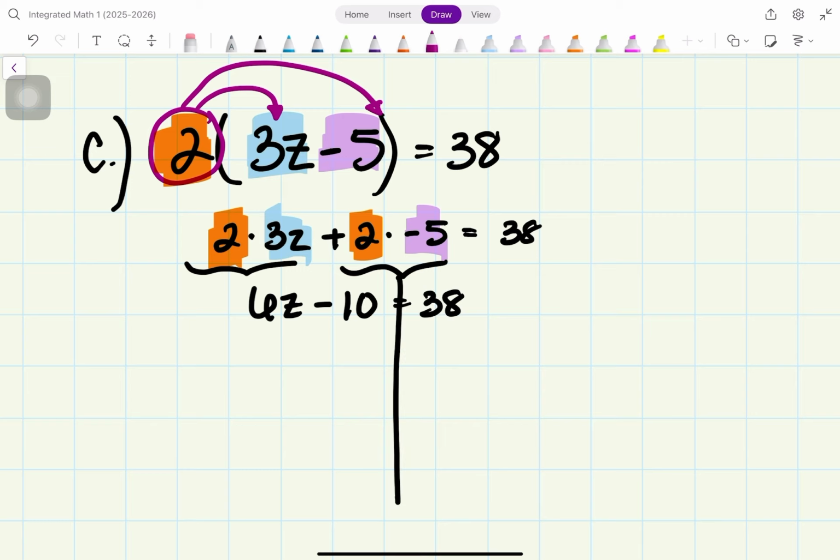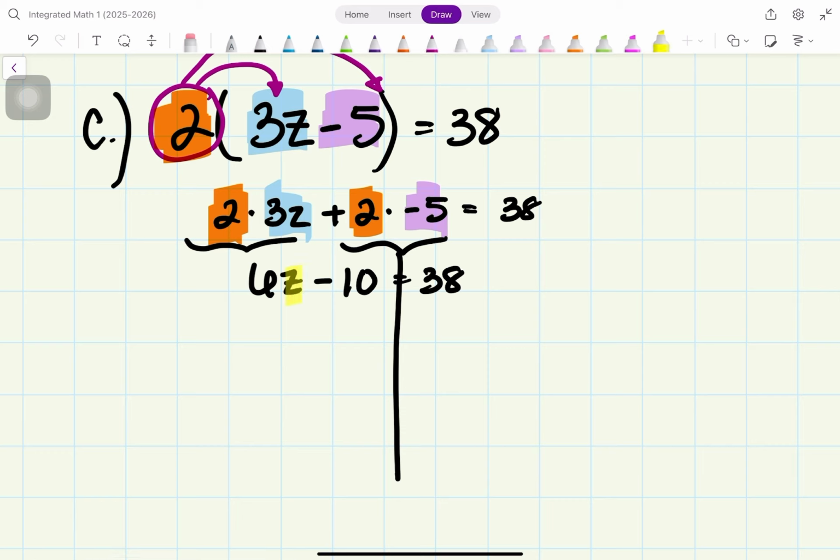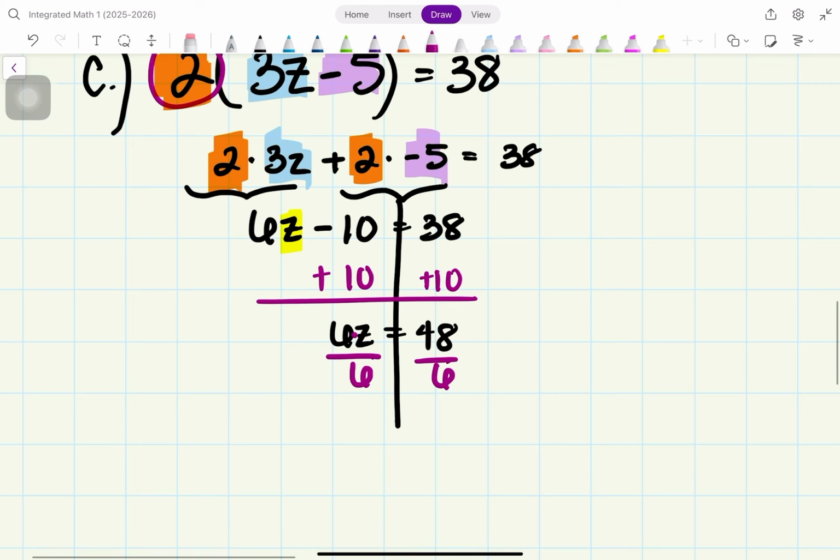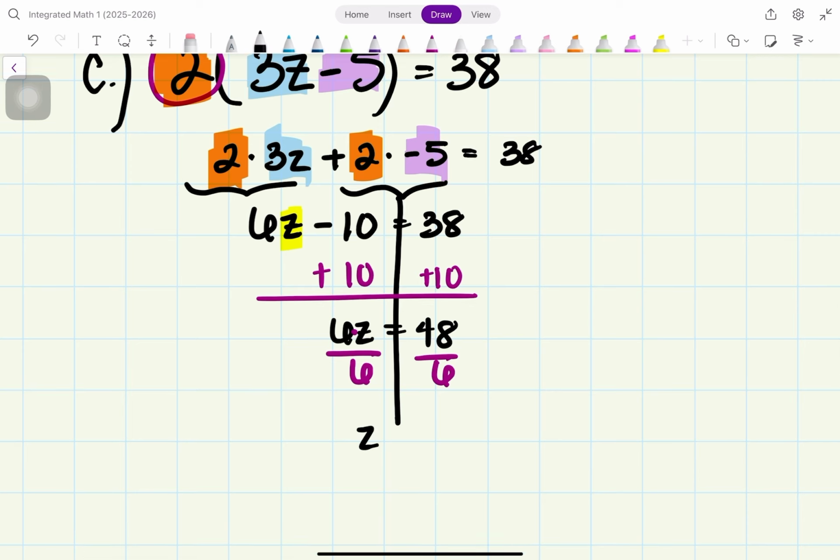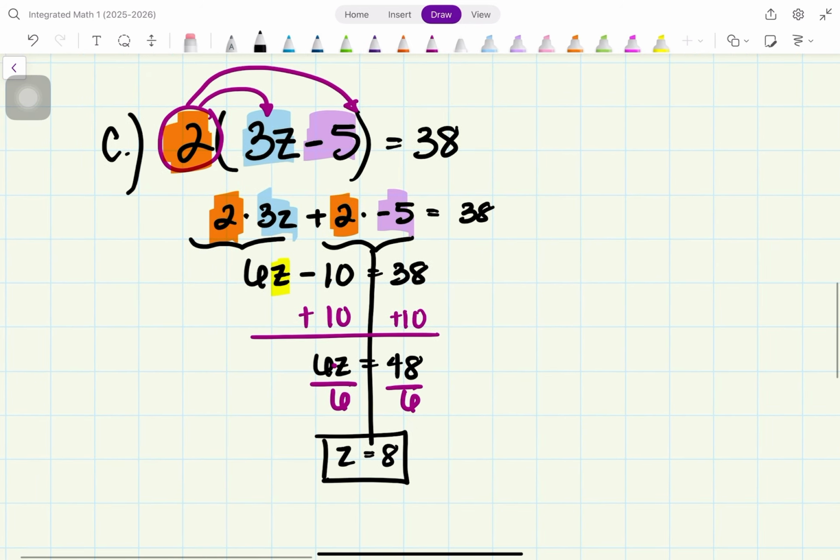Once again, the goal here is to leave z alone. So we're going to do inverse operations. I'm going to first start by adding 10 to both sides. Then we have 6z is going to be equal to 48. From there, 6 times z, they're multiplying, so the inverse of that is division. So we're going to divide by 6 on both sides. So z is going to be equal to 8.